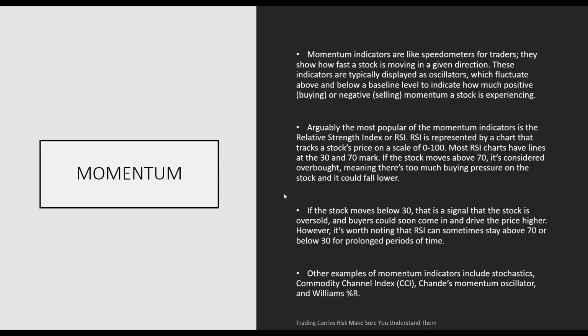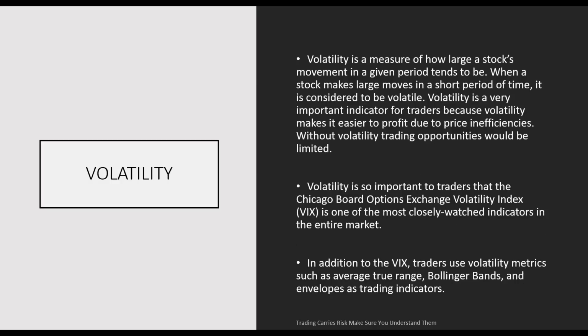So arguably the most popular of the momentum indicators is the relative strength index, or RSI. RSI is represented by a chart that tracks a stock's price on a scale of 0 to 100. Most RSI charts have lines at the 30 and the 70 mark. If the asset moves above 70, it's considered overbought, meaning that there's too much buying pressure on the asset and it should fall lower. Or conversely, if it's below 30. But we have things like CCI and Chande's momentum oscillator, Williams %R.